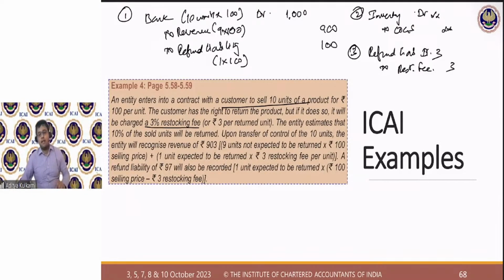So my net refund liability is 100 minus 3, 97. My net revenue is 900 plus 3, 903. COGS is recognized. Net refund liability is 97. The total revenue is 900 plus 3, that is 903. So that takes care of restocking fees. Everybody has confirmed that they have understood it. Okay. All right. Just 2 minutes.